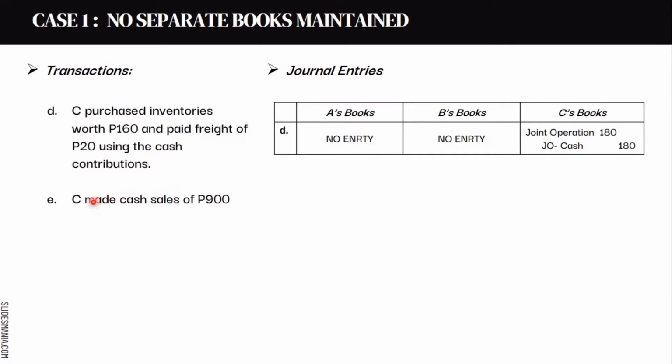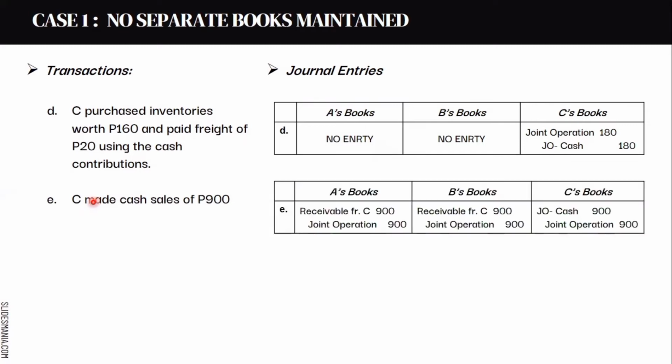So, transaction letter E, C made cash sales of 900 pesos. So, journal entries natin dyan. Sa libro ni C, debit JO Cash na 900. Sa libro ni A at ni B, debit receivable from C, kasi yung pera na natanggap ni C is pera po yun ng joint operation. That's why receivable from C is debited. Sa libro naman ni A, B at ni C, credit joint operation account na 900 because sales and other income is nasa credit po yun ng T account ng joint operation account.